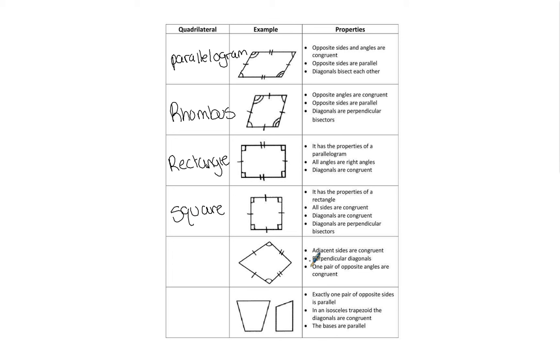And then we have this one. We didn't go over this one together, so it's okay if you didn't get it. So adjacent sides are congruent, perpendicular diagonals, one pair of opposite angles are congruent. And this is a kite.